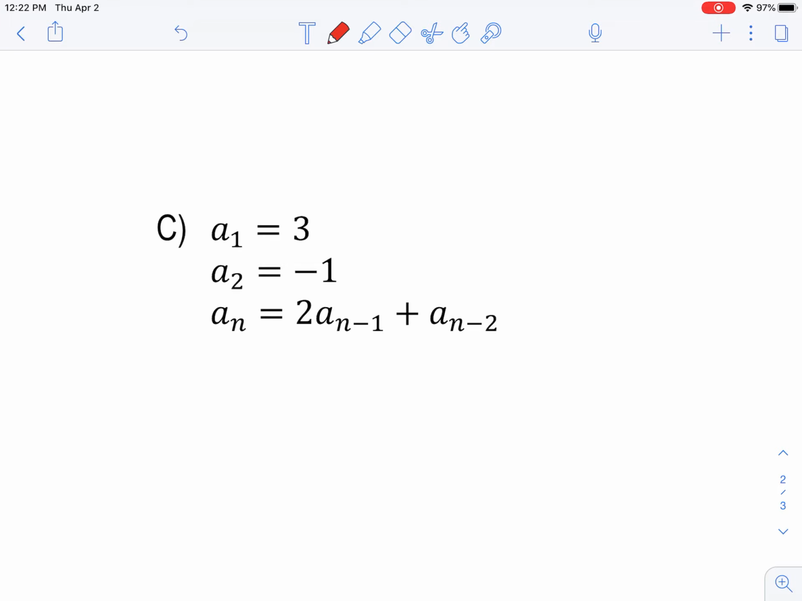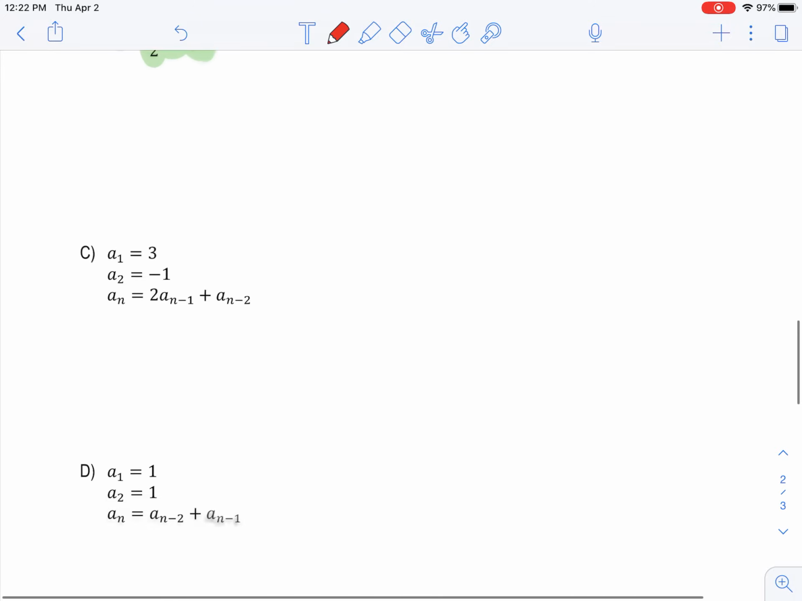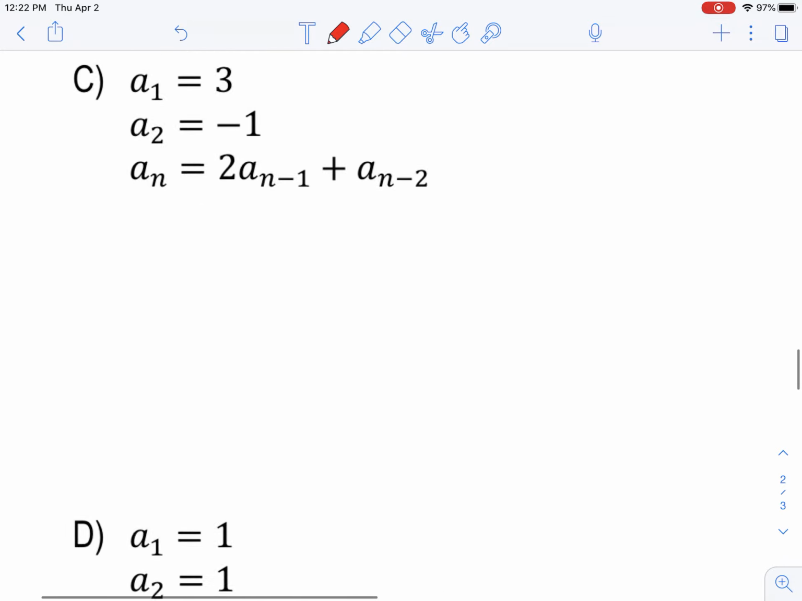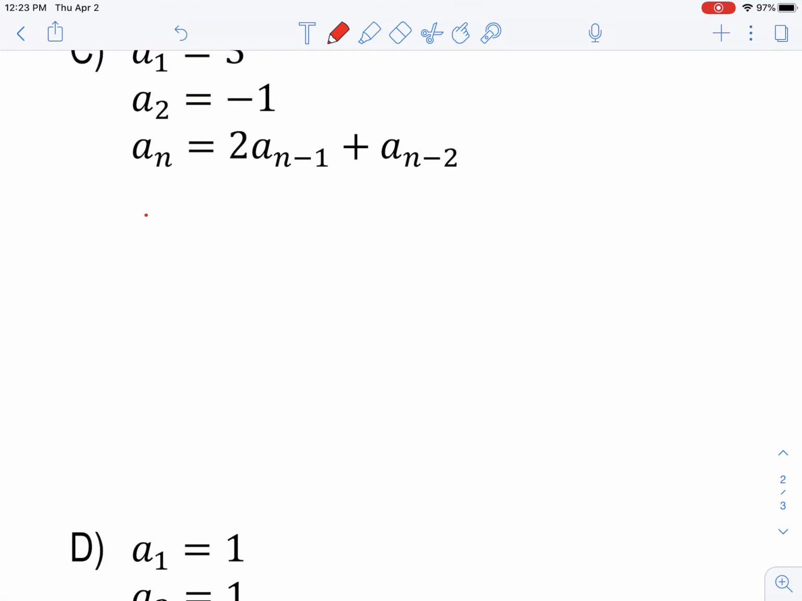All right, so C and D are a little different because they give you the first 2 terms, which in my brain says, hey, less work. So that's what I'm going to look at it as. I know the first term's 3, the second term's -1. So now I just need the third, fourth, and fifth term. Okay, so I'm going to use the recursive formula to help me here.